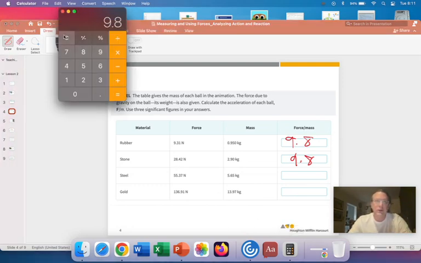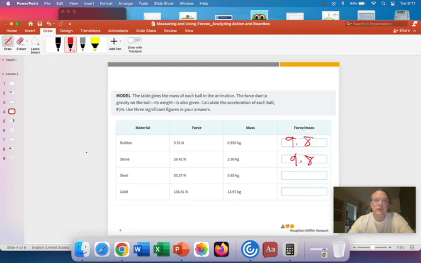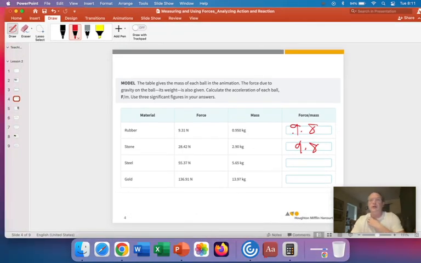The pattern continues. 55.37 divided by 5.65 for the steel, also 9.8, and the gold, 136.91 divided by its mass. So an object's force divided by its mass is 9.8 every time. So the acceleration of the ball due to gravity is 9.8 meters per second squared.